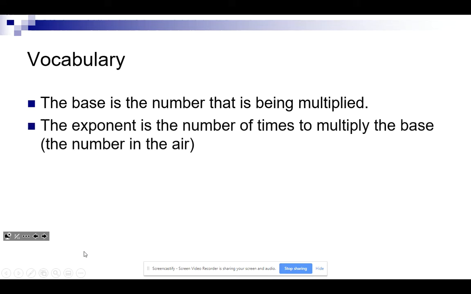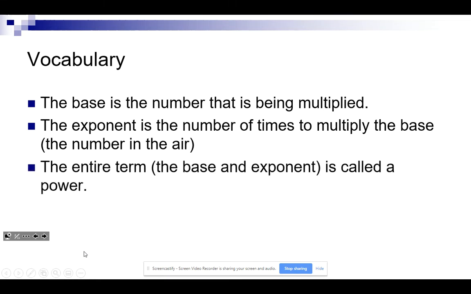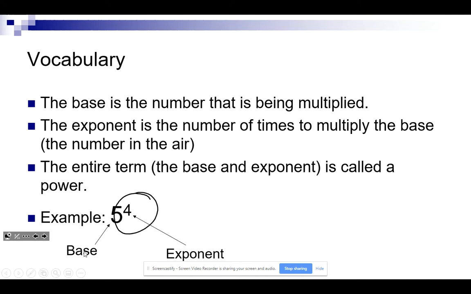When we talk about an exponent that's attached to a base, it's the number of times to multiply the base by itself. The exponent is always the number that's in the air. The entire term, which is the base and the exponent itself, is called a power. So here's an example. We have 5 to the 4th power, 5 being the base, 4 being the exponent, and this entire term right here is called a power.